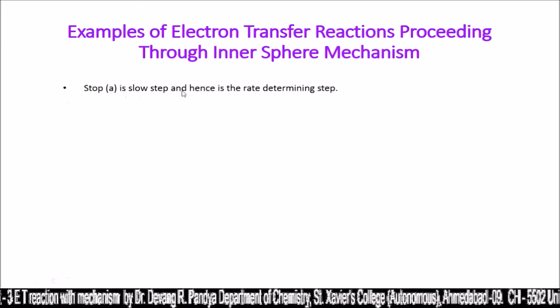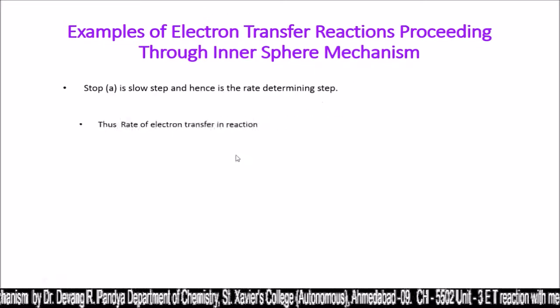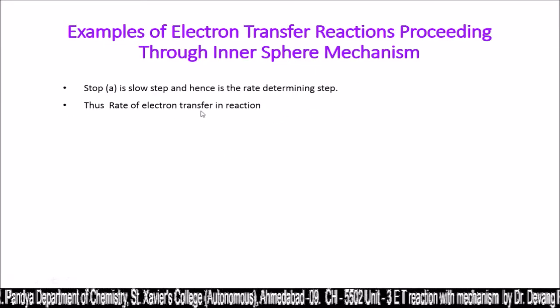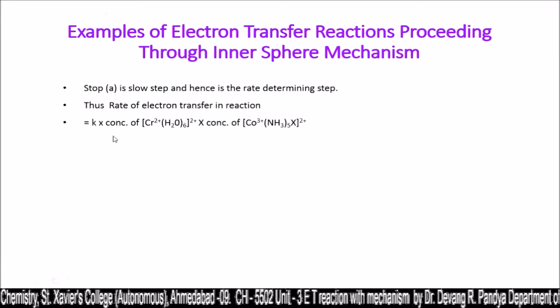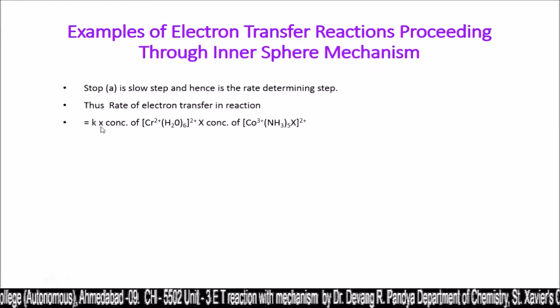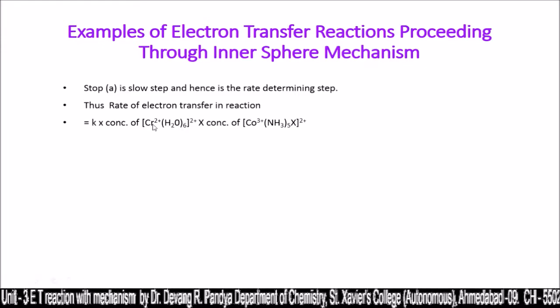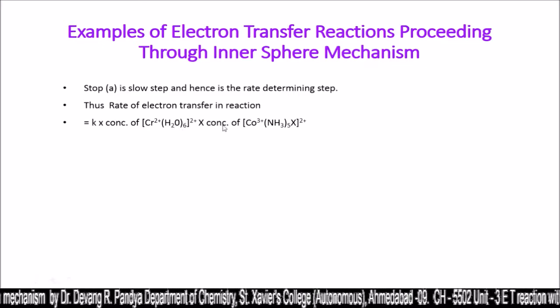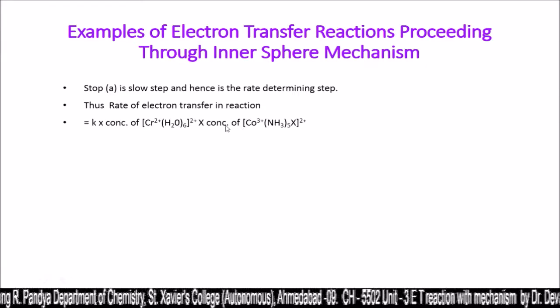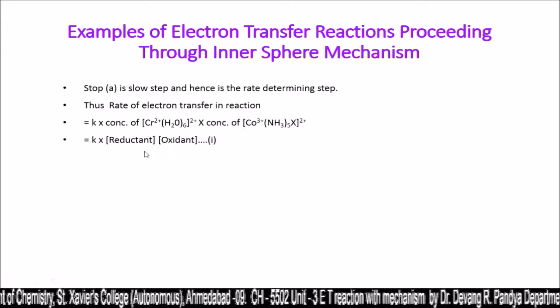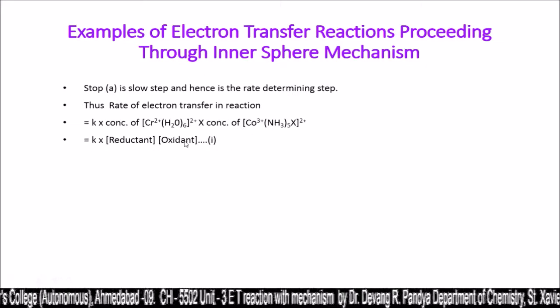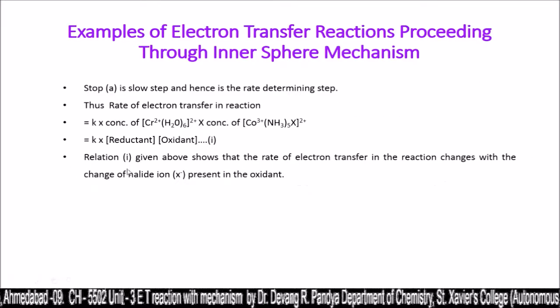Step A is a slow step, and hence it is the rate determining step. Thus, the rate of electron transfer in the reaction can be expressed as rate constant k times the concentration of the hexaaquachromium(II), that is the reductant, and the concentration of the oxidant.